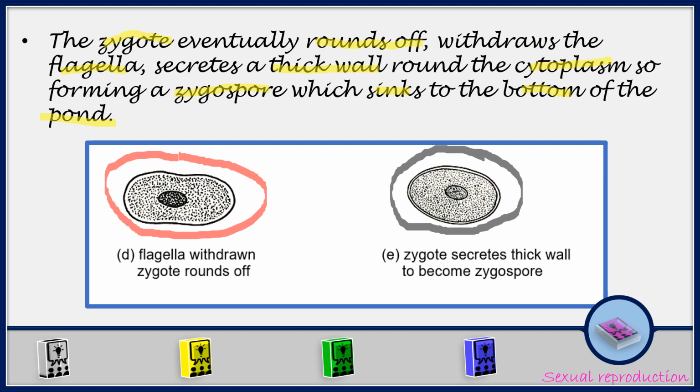Remember, they were two, but they fused together, and now they have formed one zygospore. And this zygospore now is going to secrete a thick wall. So from here you will see it has only a small layer of wall. But when it has rounded up, it will secrete a thick wall around the cytoplasm. And after that, it is going to sink to the bottom of the pond.